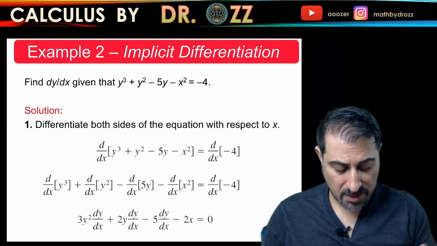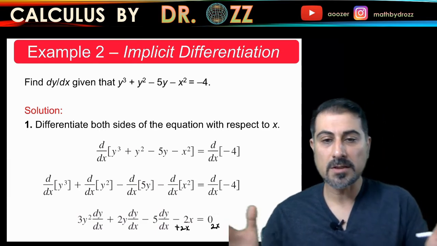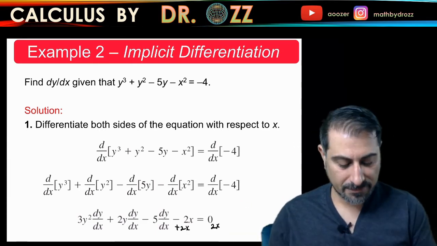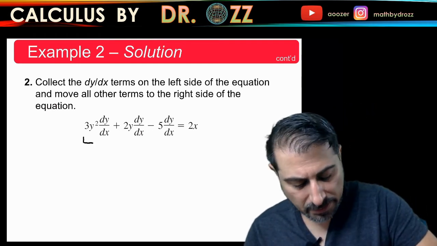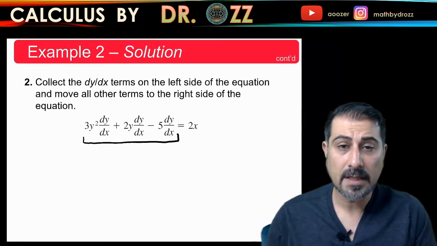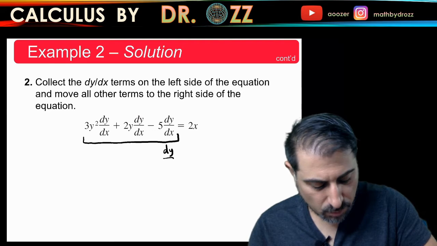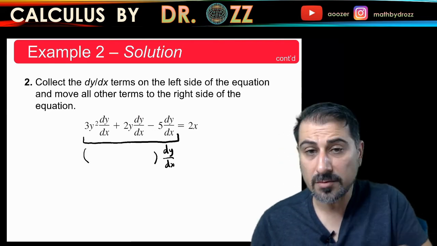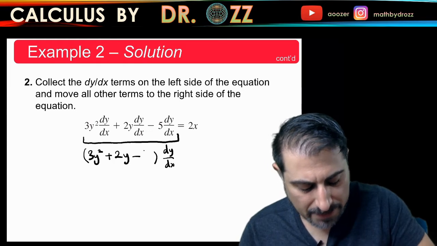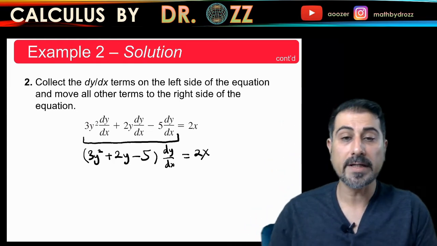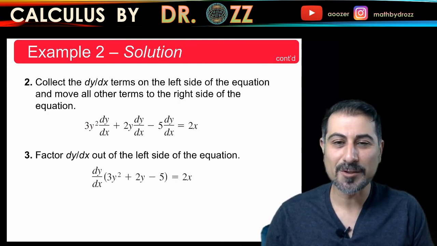All right, so what that means is I'm going to add 2x to both sides of the equation so that dy over dx terms are going to stay on the left-hand side of the equation. So on the left-hand side, that's where dy over dx terms are collected. I'm going to factor out dy over dx. So dy over dx factored out, either on the left or on the right, doesn't matter. So (3y squared plus 2y minus 5) times dy over dx equals 2x. That's going to be my third step. Here we go. That's the third step.